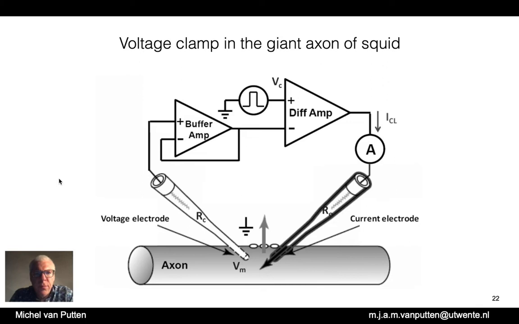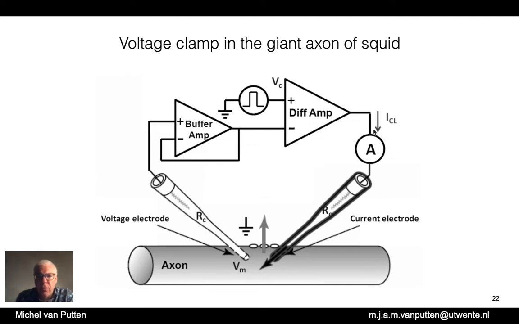So what is a voltage clamp? Well, it's a technique to keep a transmembrane voltage at a preset value. What is shown here is a differential amplifier with a control voltage. As you know, the differential amplifier has as its task to keep the two inputs at the same voltage. The output of this differential amplifier controls a current source which injects current into the axon, and there's a recording electrode that records the voltage of the axon, the transmembrane voltage, which is fed back to the input of the differential amplifier.